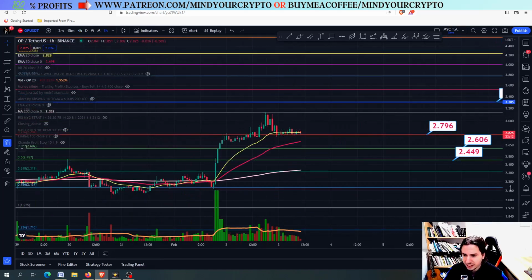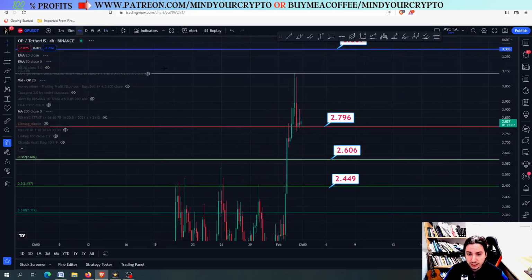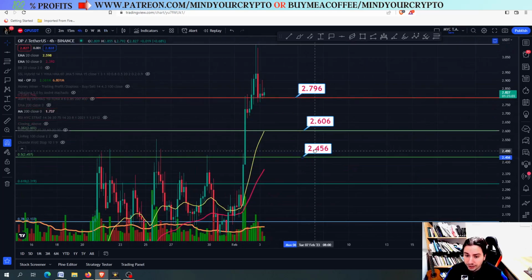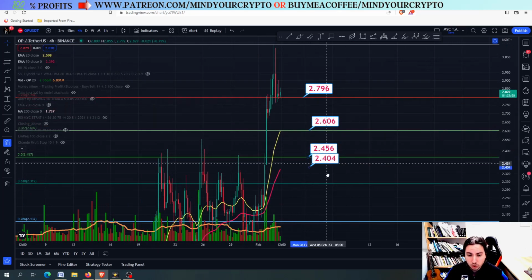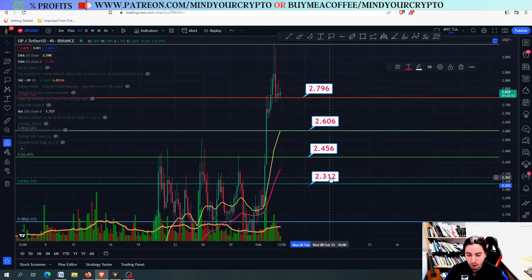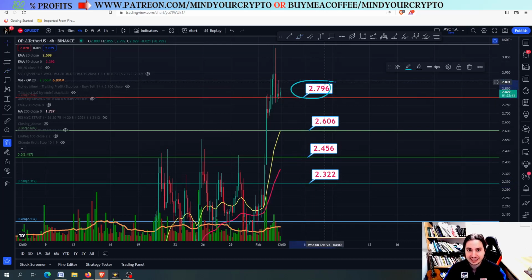Okay, so for the time being, you can see that in the lower time frames, we did not lose the 2.796, but we might lose it. If Bitcoin crashes down, then it is almost certain that 2.456 will be the next support level for OP. We might be getting a little bit lower as well towards the 2.33 and so on, 2.31, 2.32, around there. However, for the time being, pay attention to this target right here, 2.796. This is the most important target and the most important pivot point for OP. Losing that, we are going down.